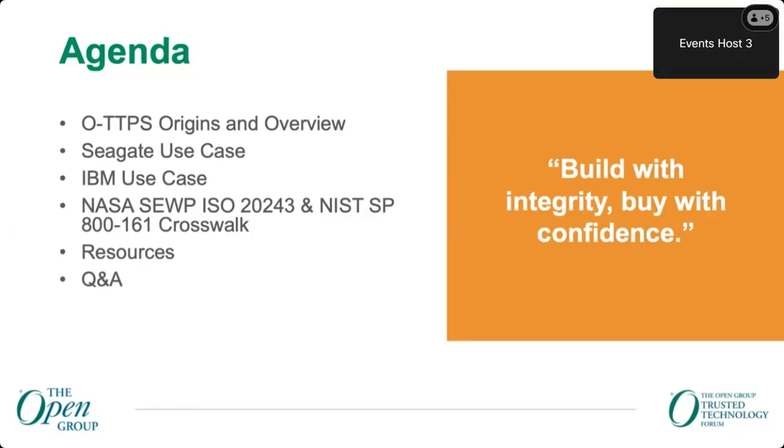So just really briefly for our agenda, I'm going to give a little bit of background about where the Open Trusted Technology Provider Standard, or OTTPS, came from and its intended purpose. Then we're going to hear a couple of great use cases from David Kaiser and Christine Bunke on how Seagate Technology and IBM are using the standard and some additional benefits that they've seen from implementing it. I'll then wrap us up with a very quick overview of some awesome work that's come out from NASA SOUP, the Solution for Enterprise-Wide Procurement Program, looking at a cross-map between this standard, the OTTPS, and a couple of NIST documents, and then we'll go into our Q&A.